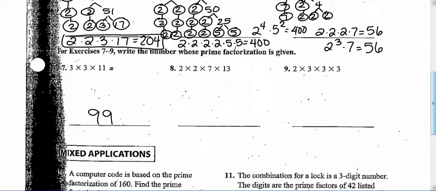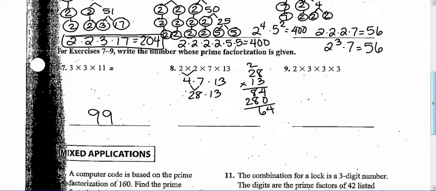The next one, we have 2 times 2, which is 4. 4 times 7, that's 28, right? 28 times 13. So I'm assuming you had to kind of go to the side to do this one, so we're going to go ahead and do that. 3 times 8 is 24. Carry your 2. 3 times 2 is 6. 6 plus 2 is 8. Put a 0 placeholder. 1 times 8 is 8. 1 times 2 is 2. Add those up, and you would get 364. Who got 364? All right, good work.